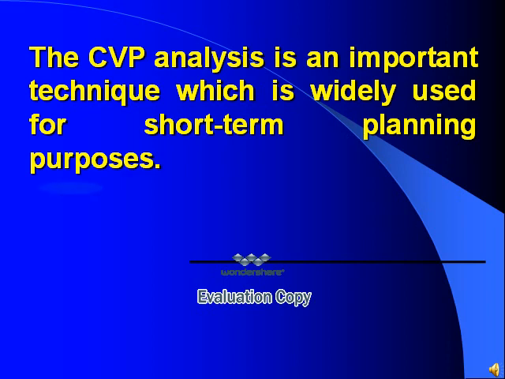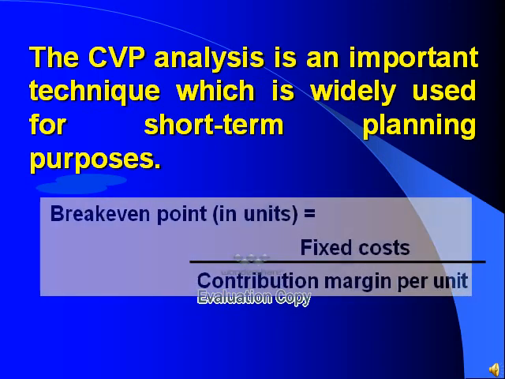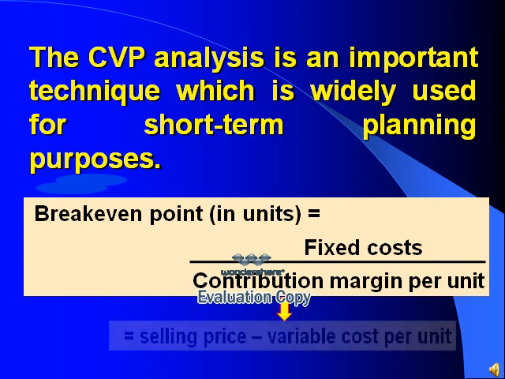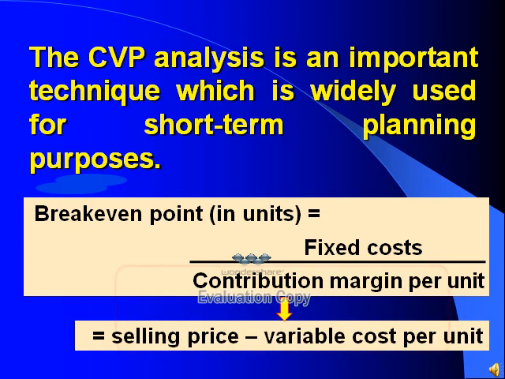The cost volume profit analysis is an important technique which is widely used for short-term planning purposes. It is dependent on an equation, that is, break-even point in units equals fixed costs divided by contribution margin per unit. The contribution margin per unit equals selling price per unit minus variable cost per unit.